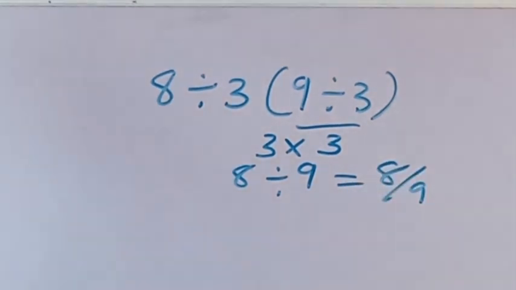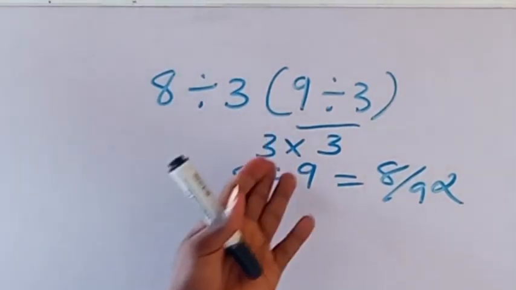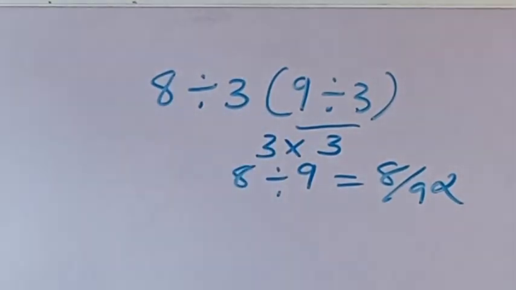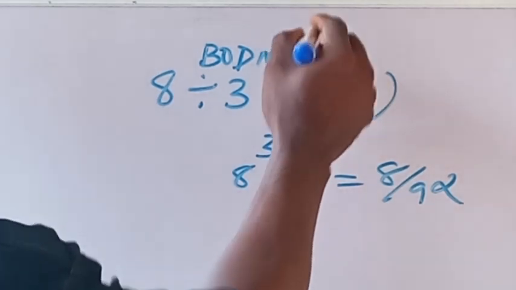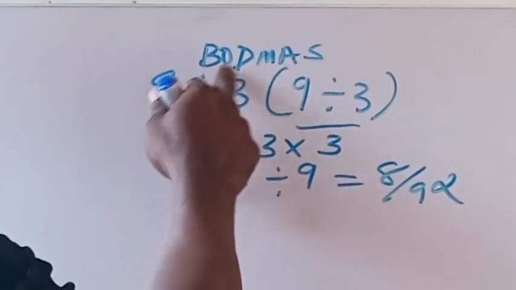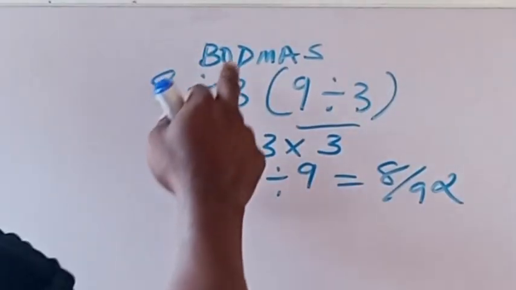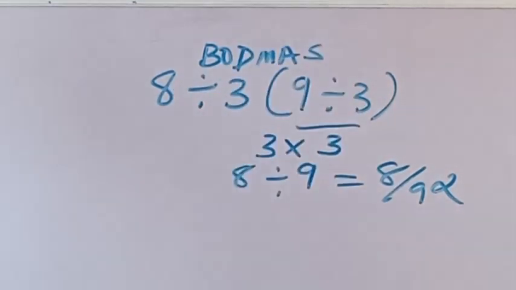But this answer is not correct. It's very wrong, because a lot of people solve it like this. The reason why it's wrong is because we omitted a rule called order of operation. And order of operation is BODMAS; others call it PEMDAS. I like using BODMAS a lot because it's easier to explain and use. So this B is brackets, O is of, then division, multiplication, addition, then subtraction.